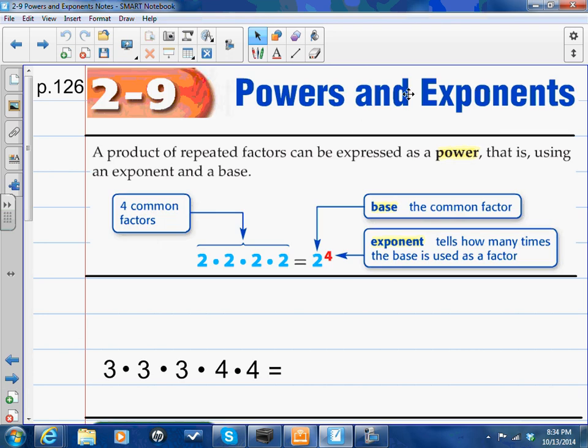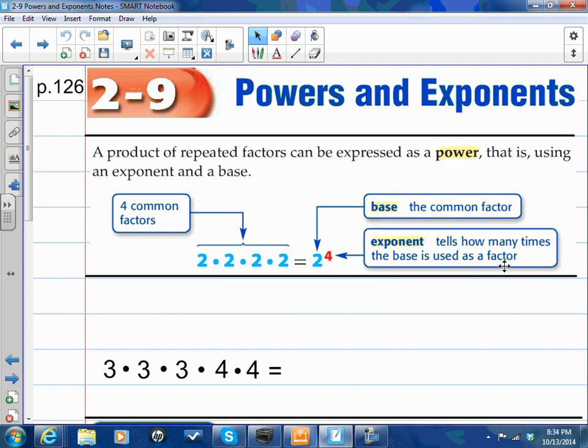Powers and exponents. A product of repeated factors can be expressed as a power. That is using an exponent and a base. Okay, so the gist of this is you have a base, your one number here like 2, and your exponent, your tiny little number at the top, and that tells you how many times you're going to multiply your base by itself.